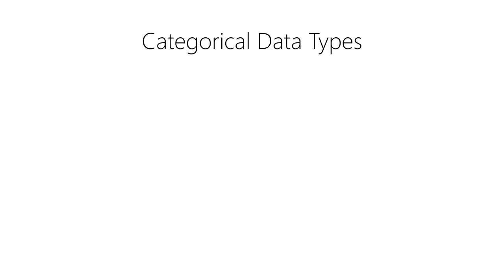In data science, we have several common scalar data types. We're going to learn about the ones that you're most likely to encounter. First, we have categorical data types. We typically encounter three categorical data types in data science.